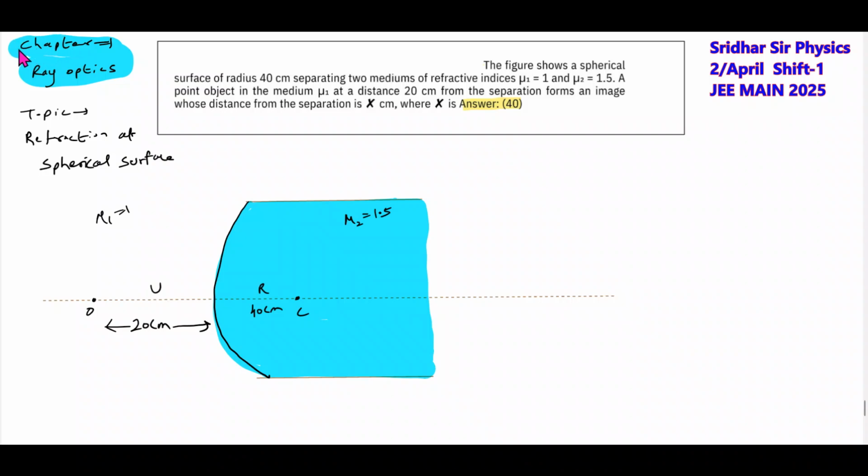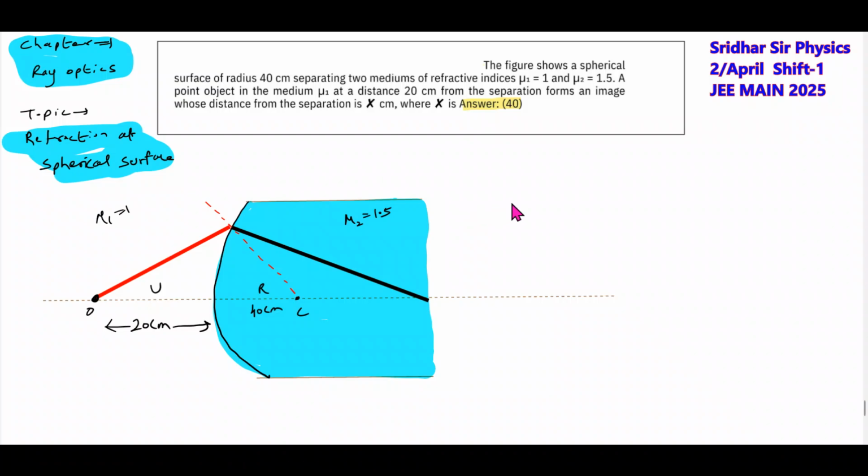There's a topic based on ray optics. Refraction at spherical surface, just based on the small formula. Now we have kept the real object. Here the ray of light will move from the rarer medium, will be incident on denser medium, and this is the normal. Then after refraction, we'll assume that somewhere here it is. So at point P it will undergo refraction, or say at M, there is a point P. So we have to calculate this image distance V.